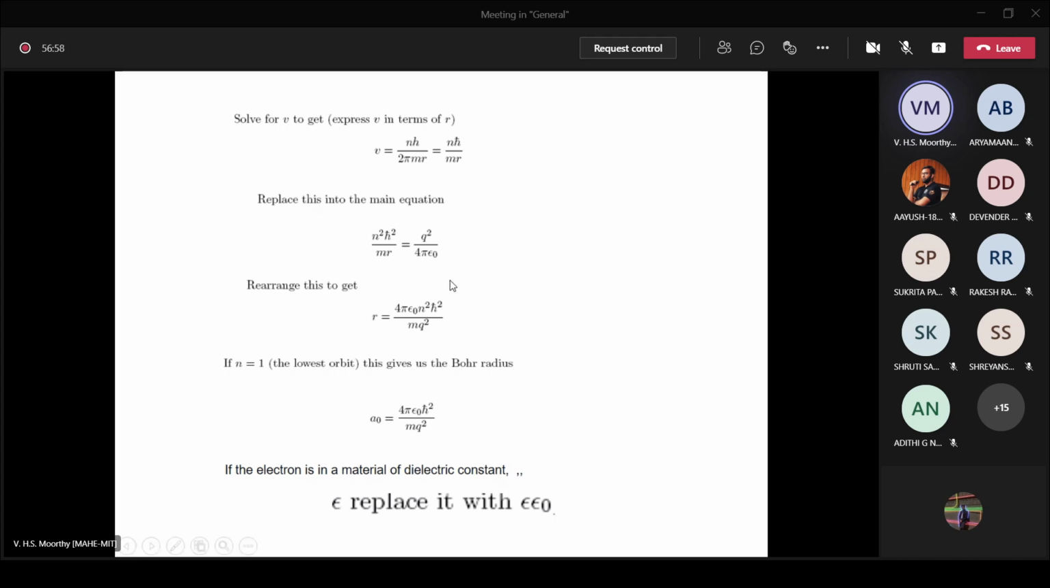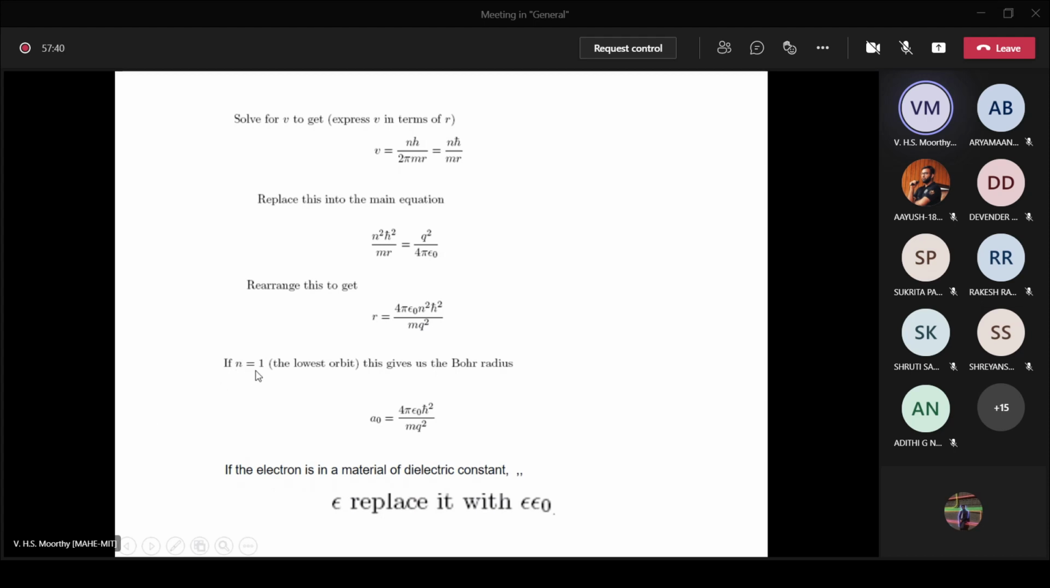Okay, so now we have derived an equation for r. Small r, the radius of the orbital, equals 4 pi epsilon 0 n square h cross square by m q square. Here 4 pi is a constant, epsilon 0 is constant since it is in a known medium, vacuum or air. h is a constant, m is the mass of the electron, q is the charge of the electron. So that means r is a constant radius.